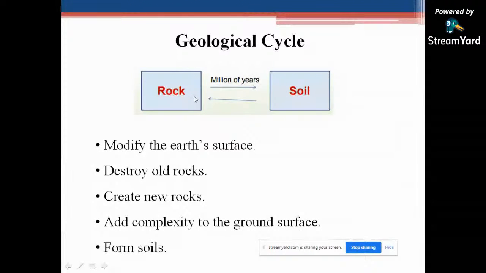So there are certain points. What are those? Modify the earth's surface, destroy old rocks, create new rocks, add complexity to the ground surface, and which forms the soil. It modifies the earth's surface, destroys old rock. It destroys the old rock by weathering effect. Then they create new rocks. When soil is formed, again new rock is there and adds complexity to the ground surface and then forms the soil by weathering actions.